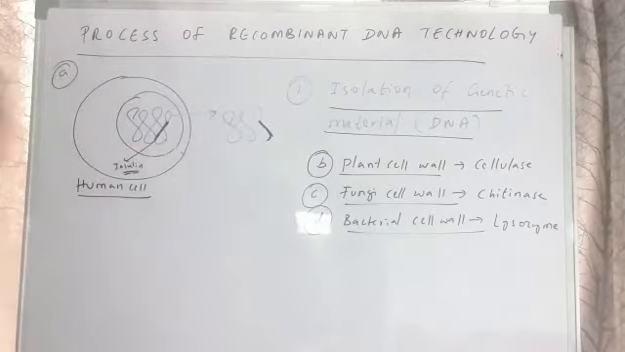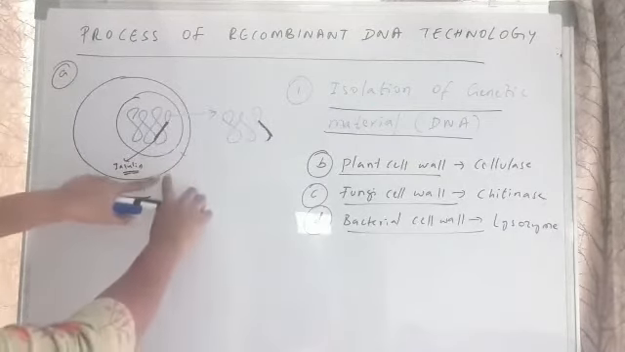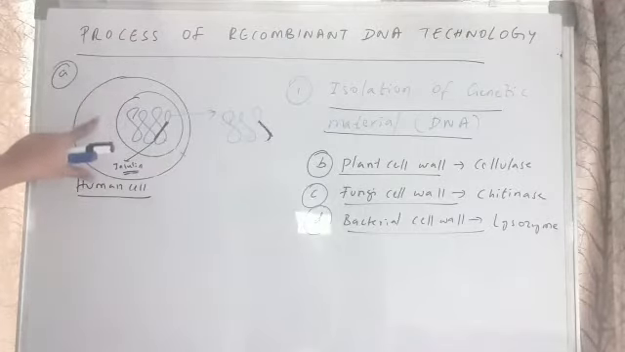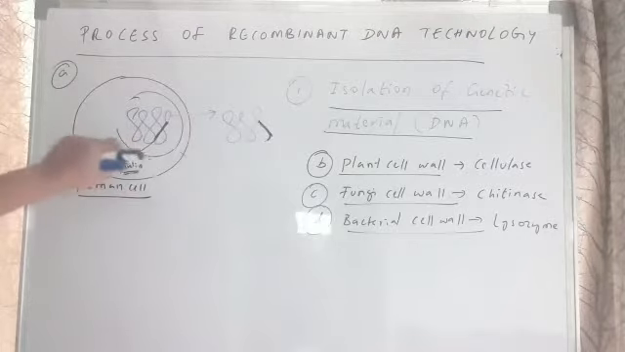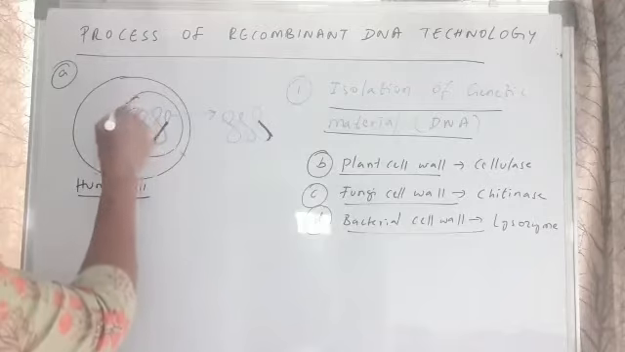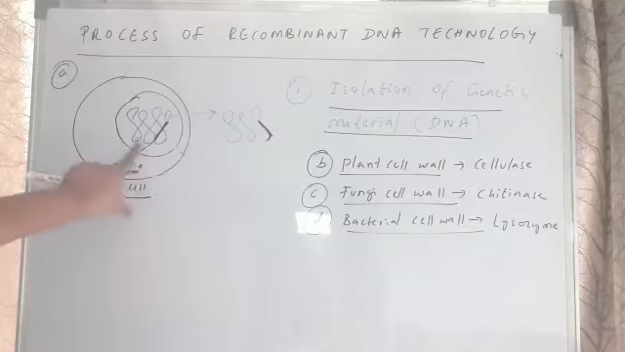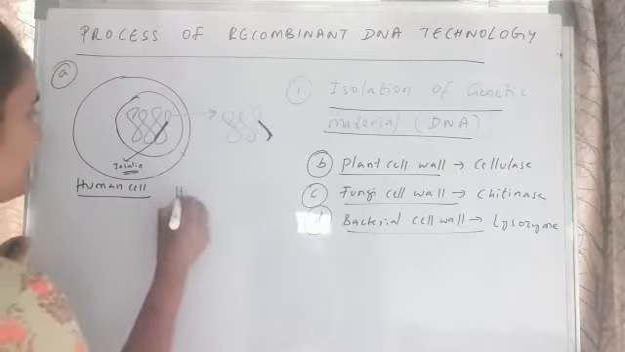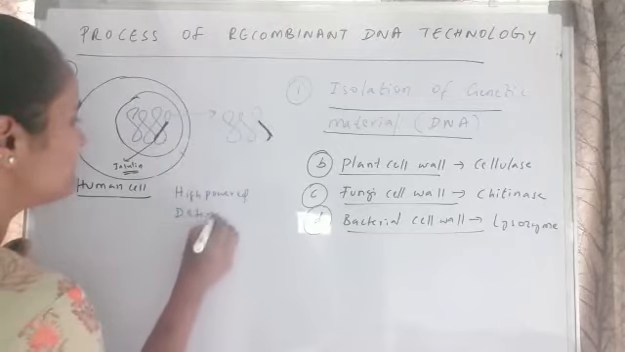So here, this human cell has the plasma membrane, and inside it also has various membranes, mitochondrial membranes and all. And here you can see the nuclear membrane. Now all these membranes have to get broken. Usually membranes are made up of proteins and lipids. So first we are supposed to break all these membranes. That is why we use high powered detergents.